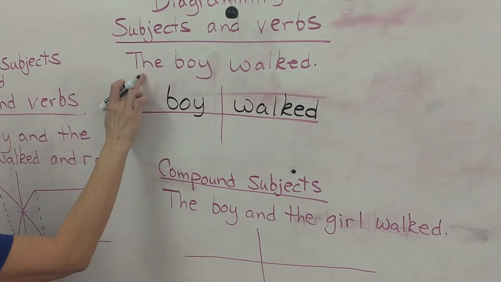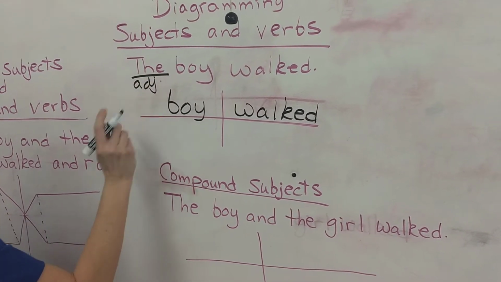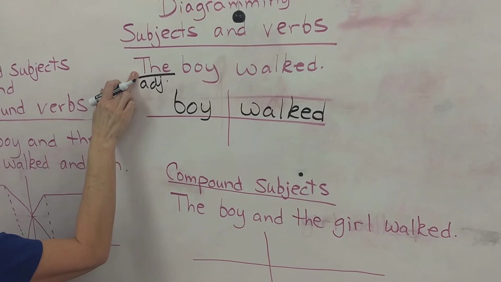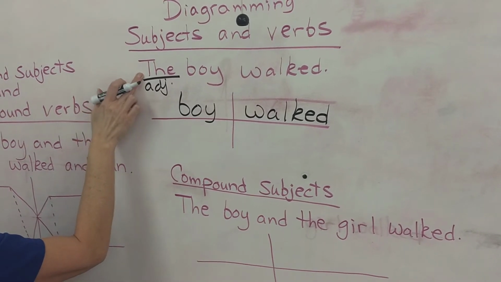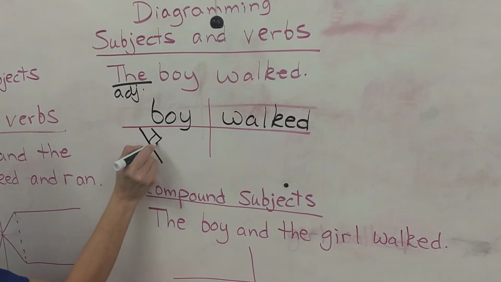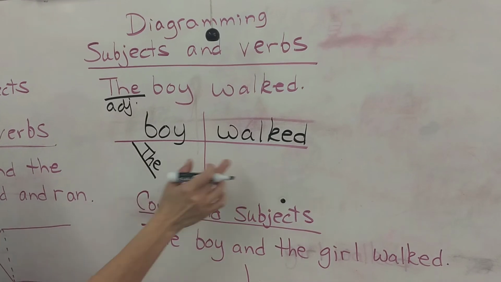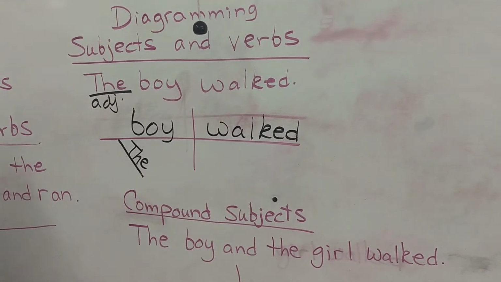We have an extra word here. The word the is actually an adjective, which we'll talk about later. But if I want to diagram this adjective, I'm going to put it under the word boy on a slanted line because that modifies boy. All modifiers are going to be under what they modify.